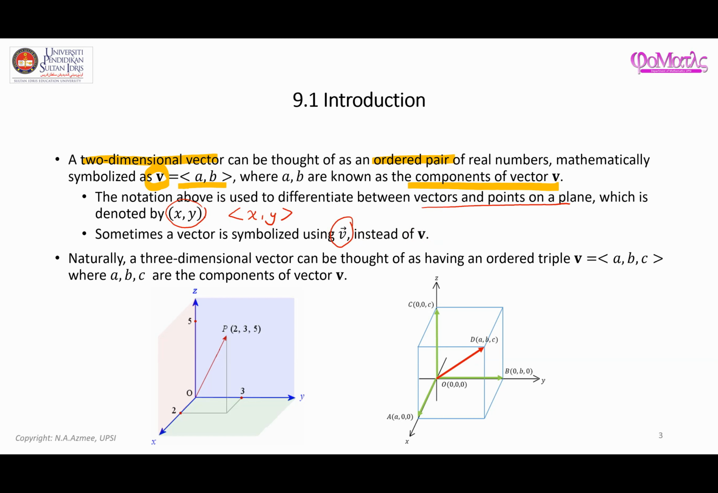So naturally, a three-dimensional vector can be thought of as having an ordered triple. So you have an extra component here, which is c. So we have a, b, and c. There are three components in this vector. So we call this a three-dimensional vector, and it can also be represented in a three-dimensional graph.